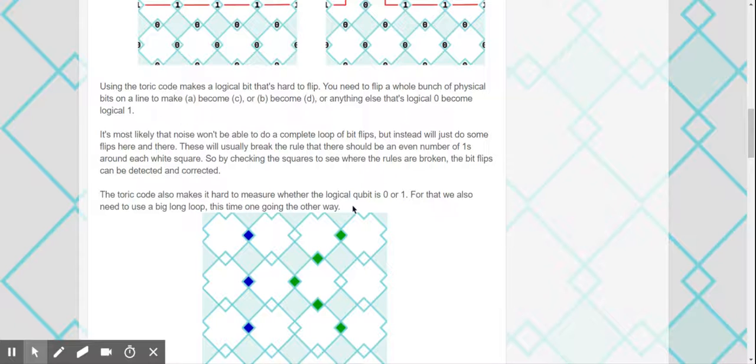Yeah, I think that's a good high-level summary of the other parts. The toric code also makes it hard to measure whether the logical qubit is 0 or 1. For that, we also need to use a big long loop, this time going the other way. See, that's what I think I didn't catch.